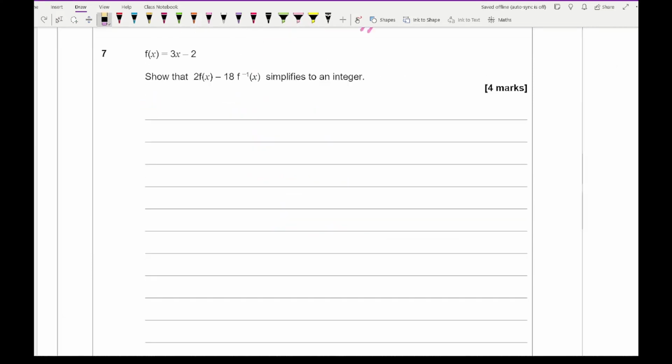Then moving on to question 7, it says f of x equals 3x minus 2. Show that 2f of x minus 18 times the inverse function of x simplifies to give me an integer. So first things first, let's look at these two components. So here 2f of x is going to be 2 lots of this. So that's going to be 2 times 3x minus 2, which gives me 6x minus 4. So let me just put a little bubble around that.